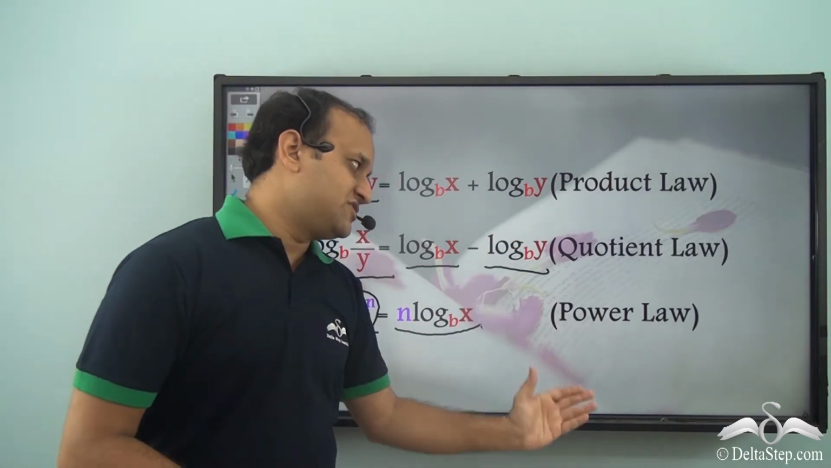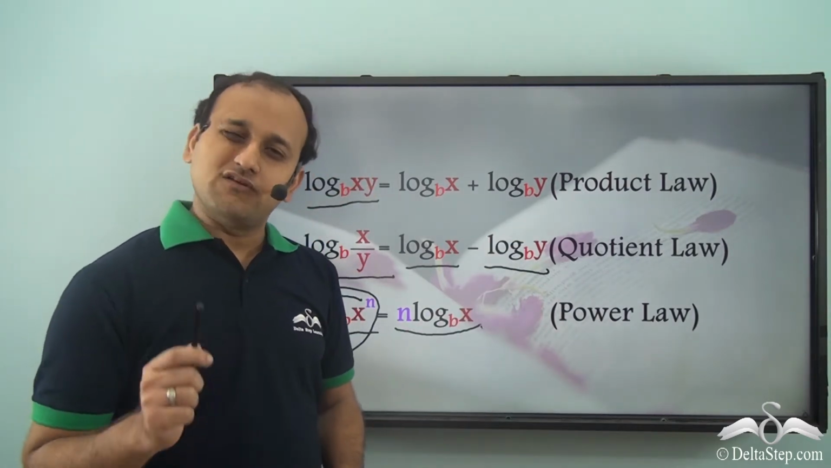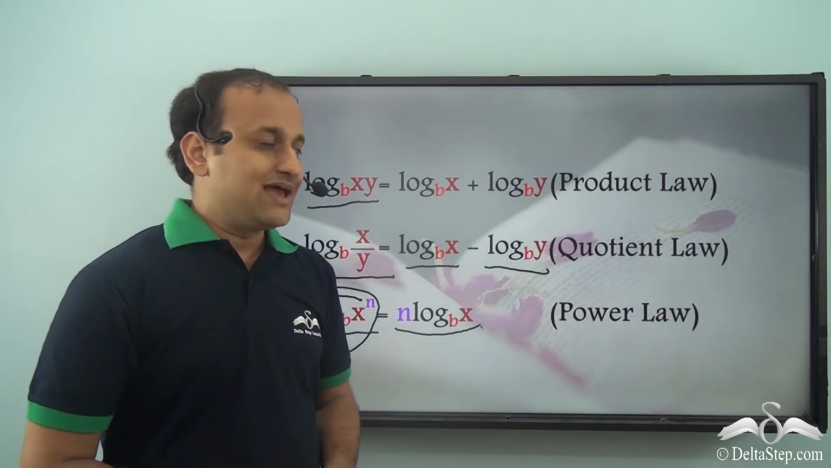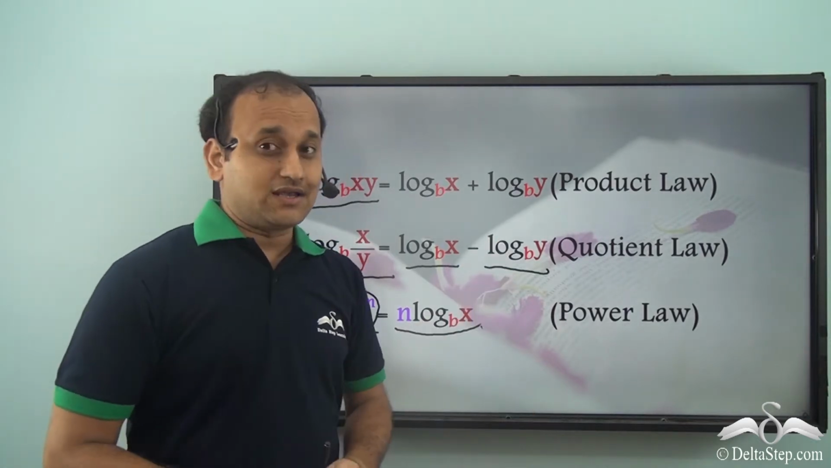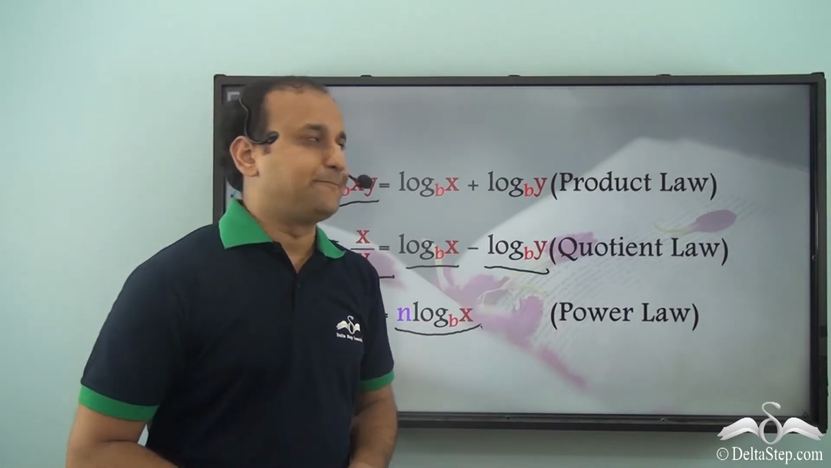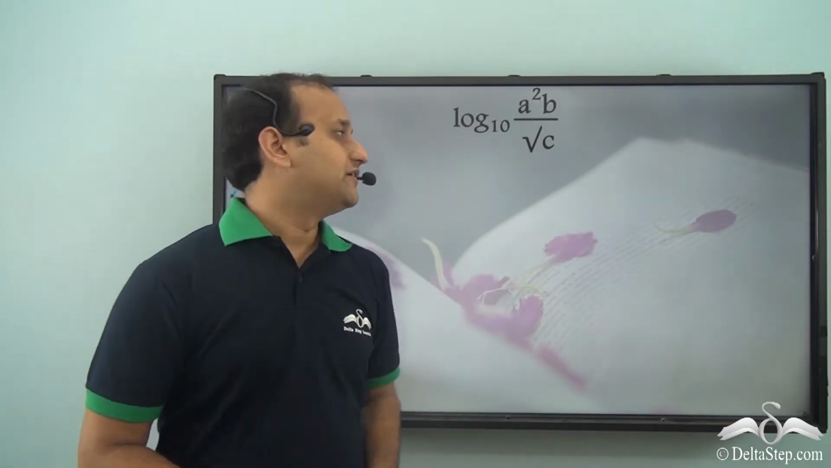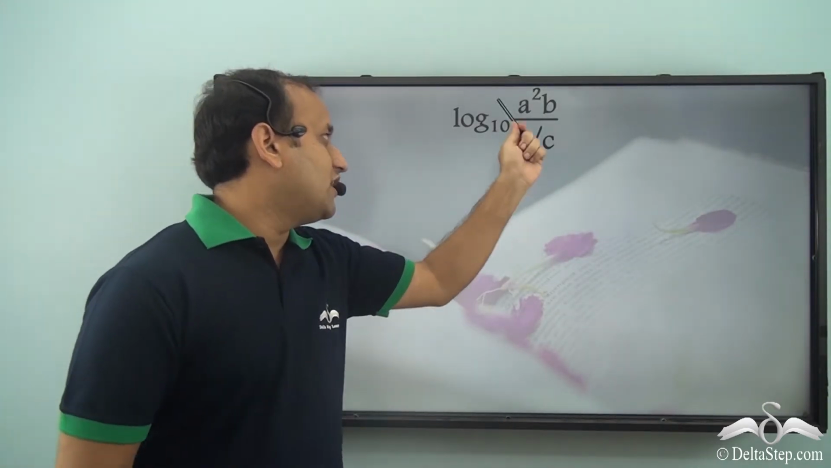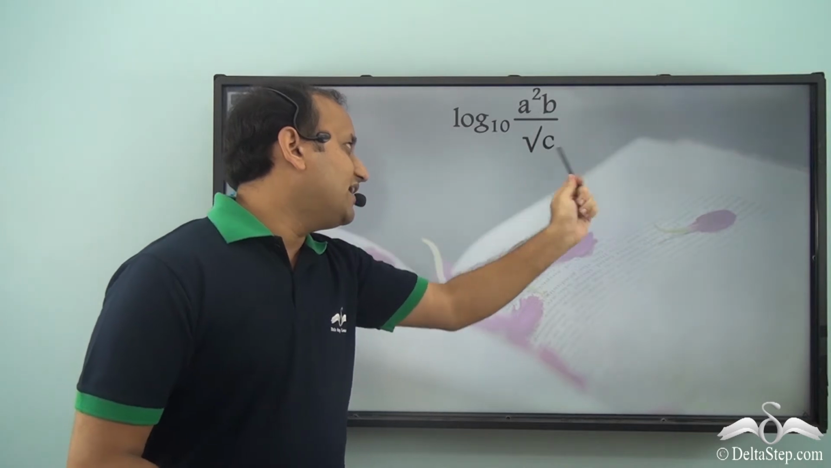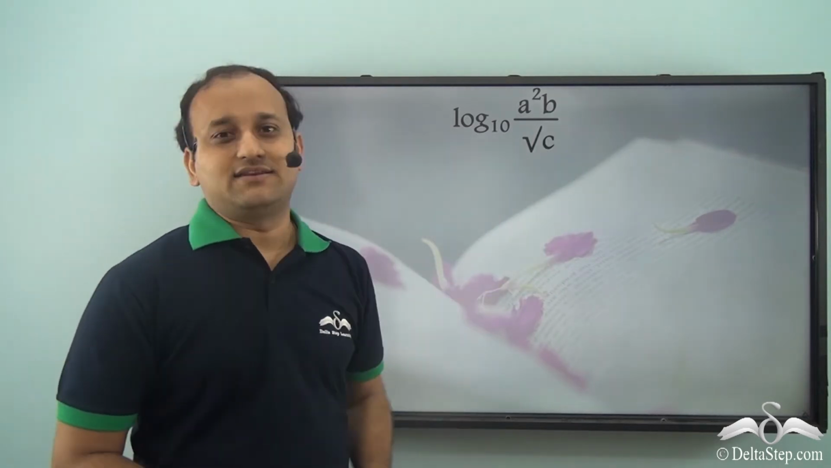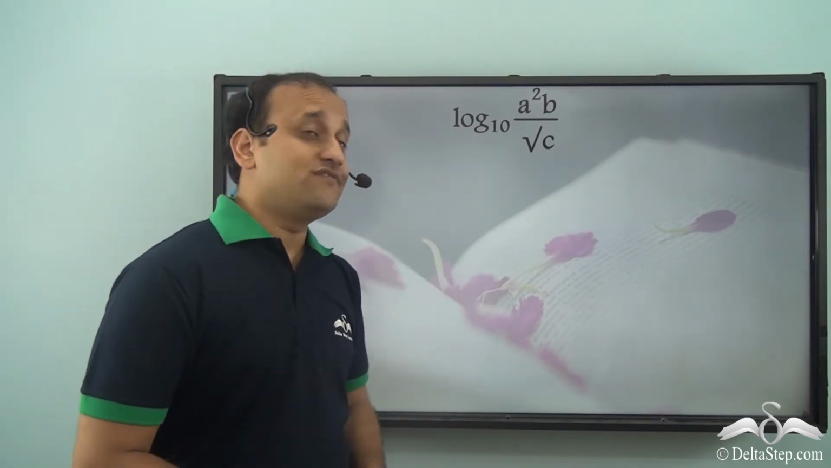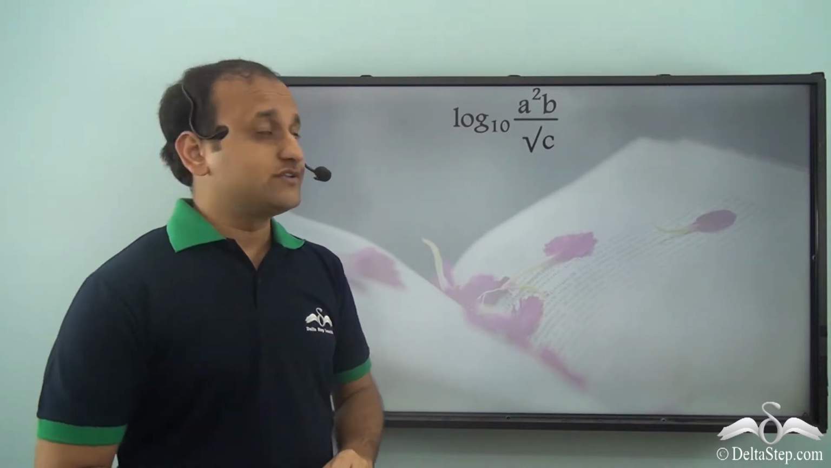Now that we know all these three laws, let's try to solve a very complex problem of logarithm, and with the help of three laws, it can be solved very easily. Let's see. So we have an expression here. It says log of a square b by root c to the base 10. So how do we solve it using different laws of logarithm?